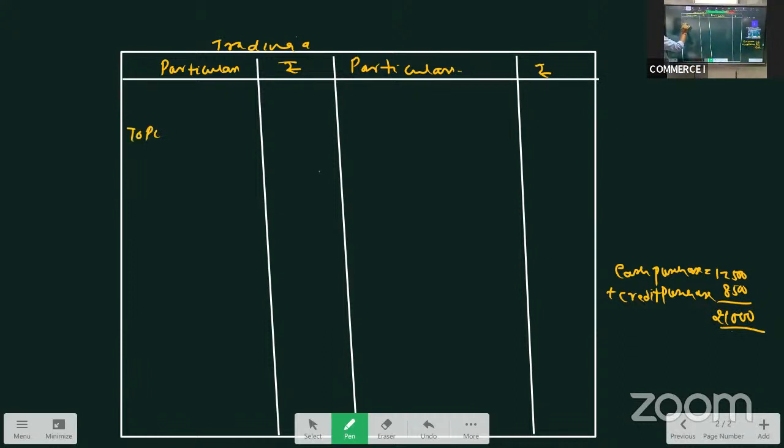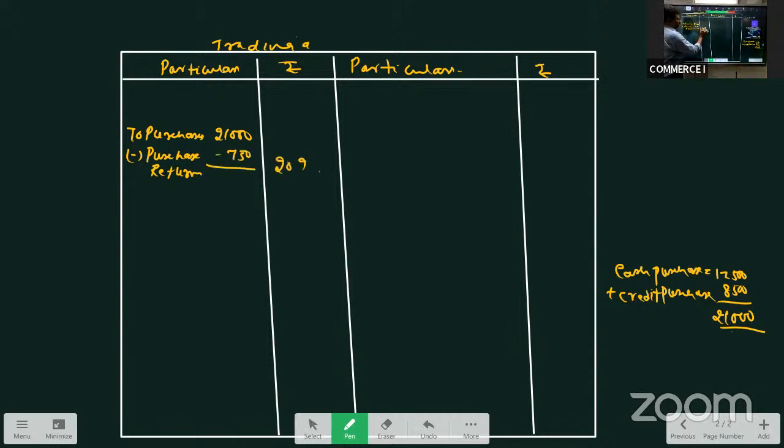So I'm writing purchases, 21,000, in the inner column because there may be some returns. Let us see. So cash purchase, credit purchase, carriage, wages, factory lighting, purchase returns, sales, oil, fuel, closing stock. Purchase returns are given as 750. So that 750 we have to deduct and take 20,250 in the outer column.